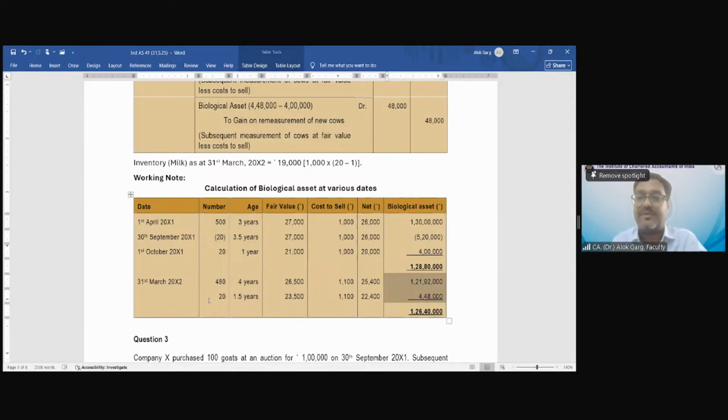Closing stock of cows, right? And 1 crore 28 lakh 80,000 was the value of the old cow plus new cow. So old minus died plus new. So 1,28,80,000 and 1,26,40,000. What is the difference? What is the difference between the two? 2.4. So 2,40,000.